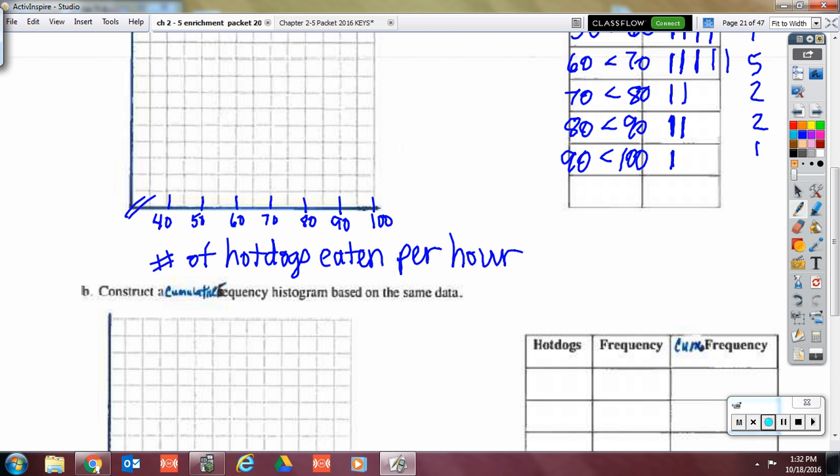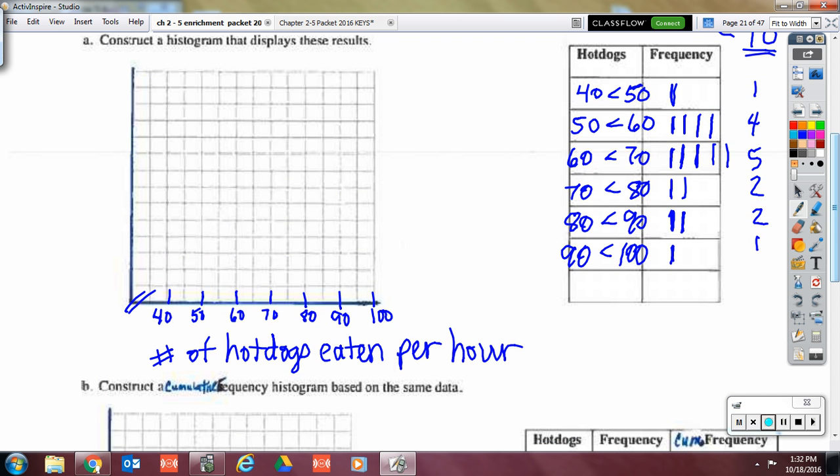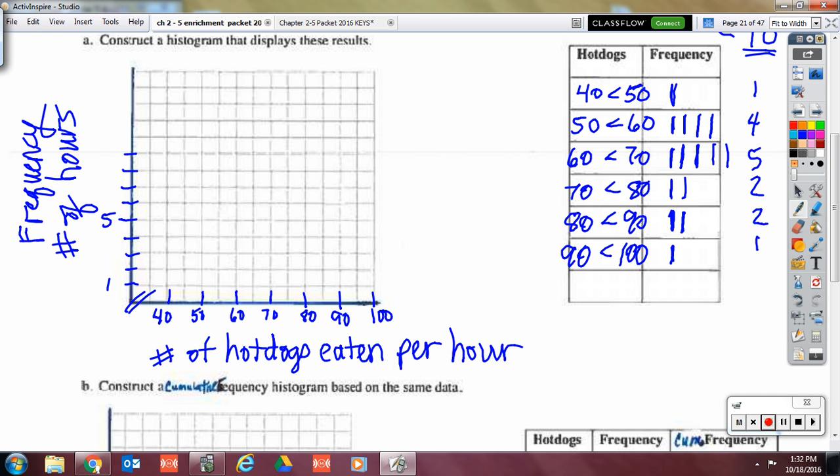Okay. All right. On the left-hand side, we label it number of hours. So we're going to see how many times, this is the frequency. And you can put frequency here also. So how many times did they eat between 40 and 50? Oh, I need to number these. 1, 2, 3, 4, 5, 6, 7, 8, 9, 10.